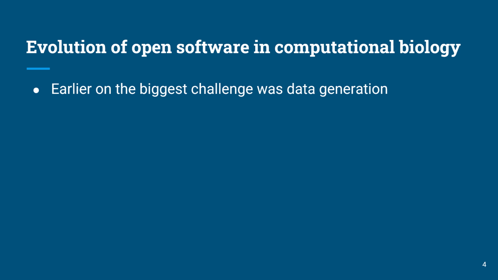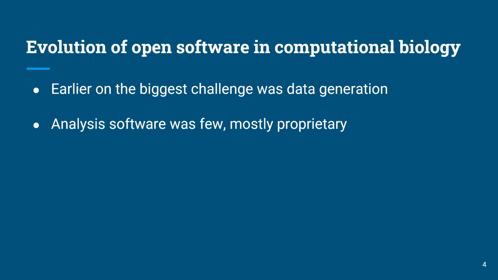So how did open software become a standard in the field of computational biology? Early on, when this field began, the biggest challenge was data generation. For example, the human genome took 20 years to complete, from the 90s to 2003, and it was very expensive, costing several million dollars. But as the technology advanced, as we speak today, you can sequence an entire human genome in less than 24 hours.